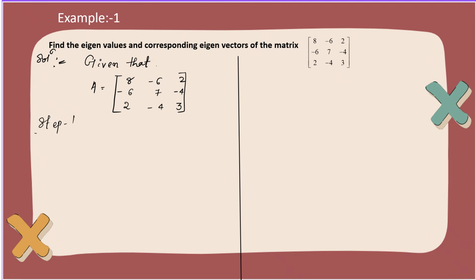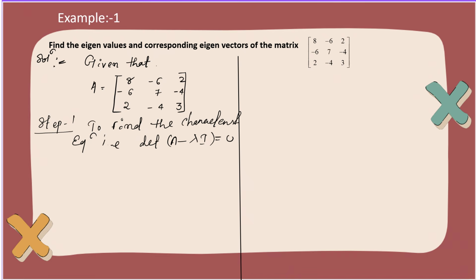Step 1: to find the characteristic equation, that is, determinant of A minus lambda I is equal to 0. So let's find the determinant of A minus lambda I. How to find? Let's start.